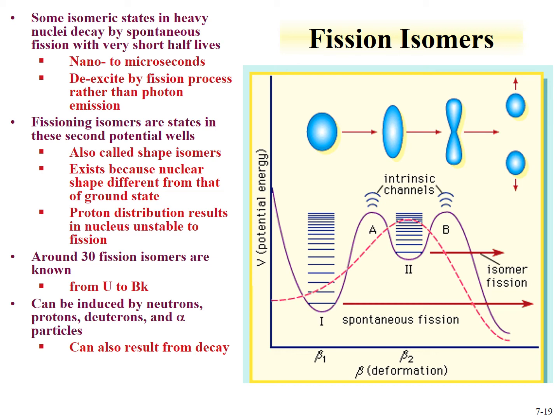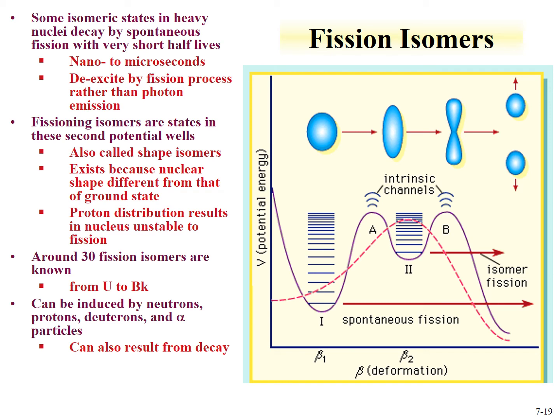Fission can also occur through isomeric states. We talked about isomeric states with gamma decay. These often result in metastable isotopes where the isomeric state is above the ground state and de-excites to the ground state with the emission of a photon. For fission, it's possible to have an isomeric state which will decay by splitting in two. These tend to be very short, nanoseconds to microseconds, and it's a competitive process with fission.